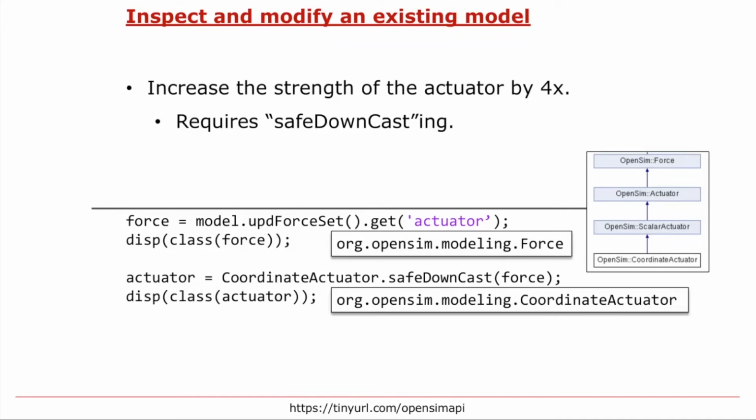There are some nice things in Python where, for example, we're actually able to remove the need in many cases for you to call safe downcast. So you might run into safe downcast a little less in Python.